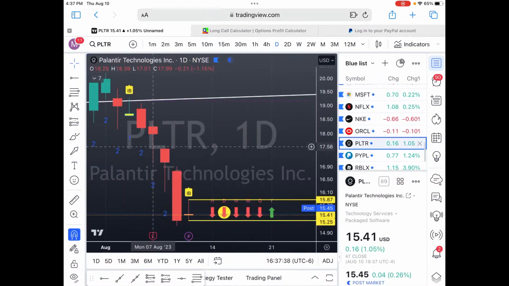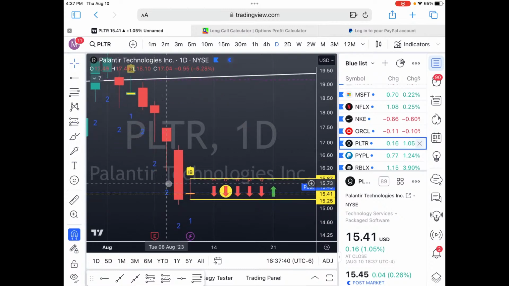Okay, so let's move on to Palantir. Really tight inside bar here. Time frame continuity to the downside. So I would be looking for puts here more likely than calls, but it could go either way. We can look for the puts at 15.25 and the calls at 15.87.